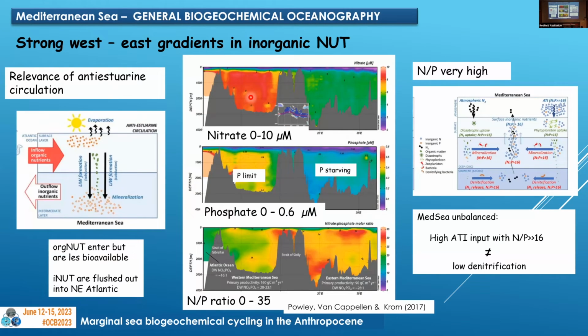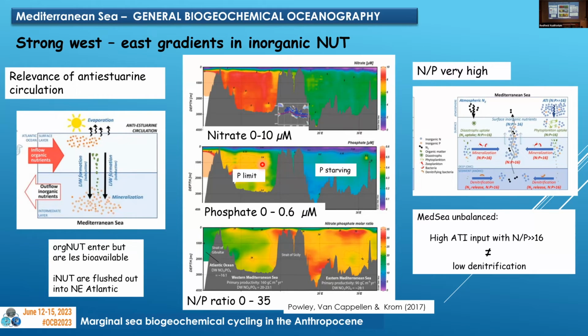Another strong gradient you can find is for inorganic nutrients. The concentrations are really low, especially for phosphate in the eastern Mediterranean. And the reason for this, well, in fact, measuring nutrients in this basin is really difficult because the concentrations, as you can see here, are really low all over the basins.